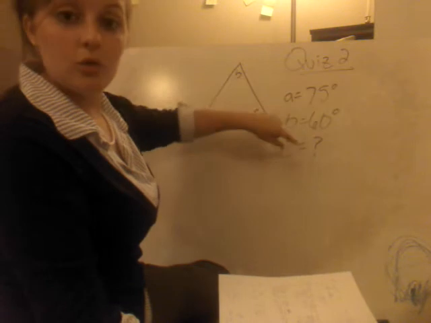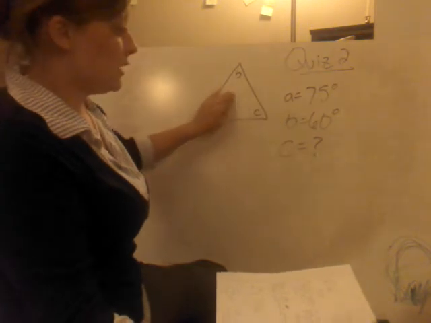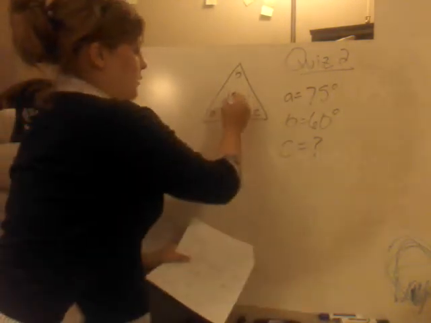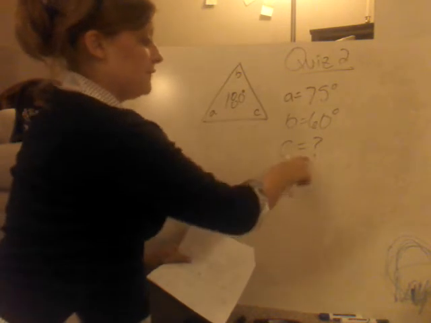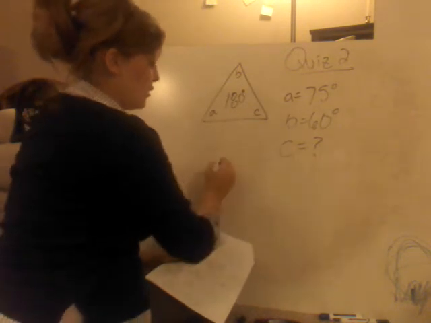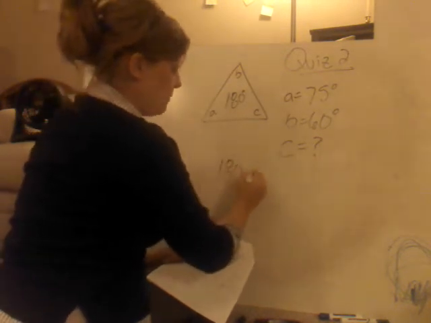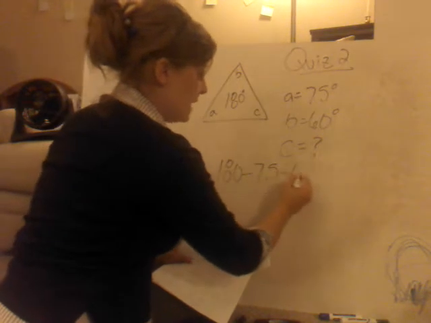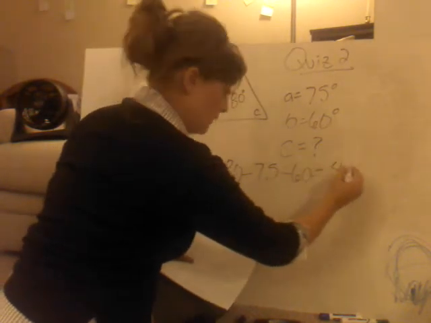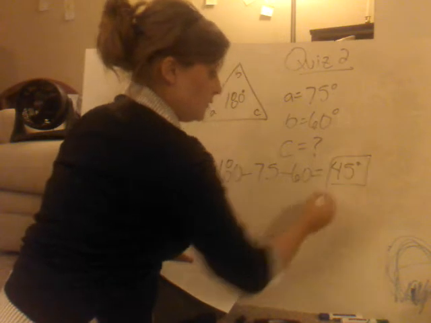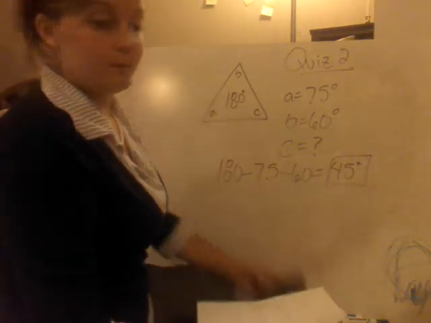I gave you actual degrees, which means that I want you to come in here, and we know that it's going to equal 180 total, and find this missing angle right here. So I take my 180 minus 75 minus 60 equals 45 degrees. Angle C is 45 degrees.